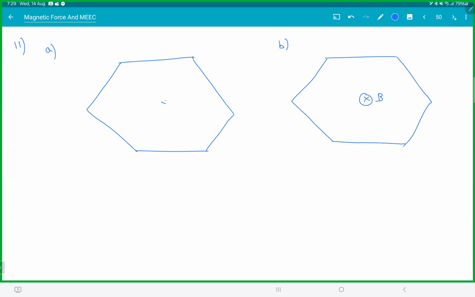Regular hexagon, side A. Here current is flowing like this. Here current is entering here and current is leaving here. So all wires have uniform resistance. Find force on the hexagons.